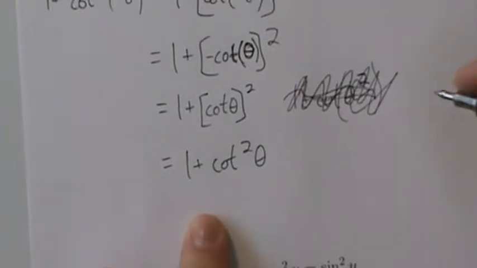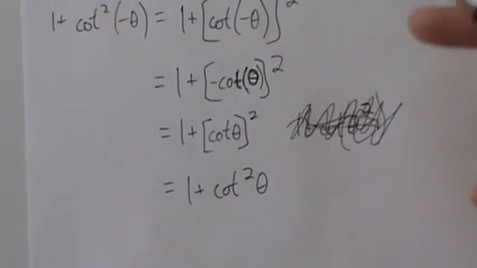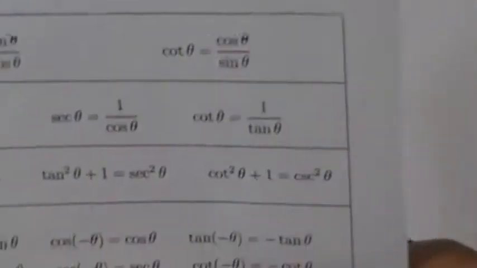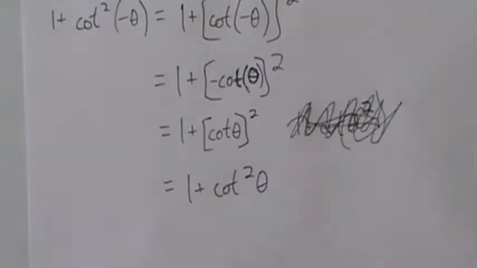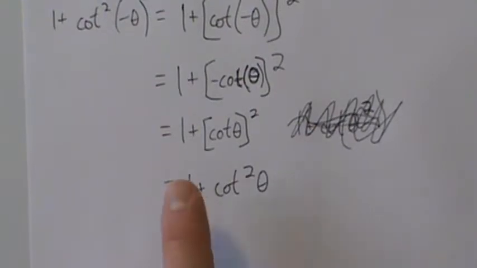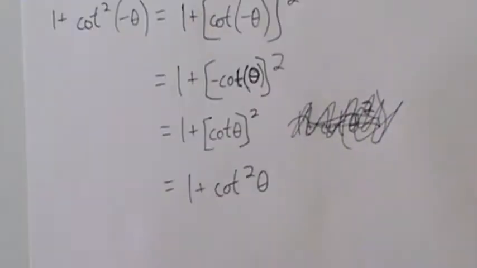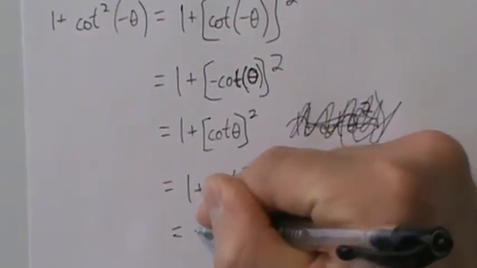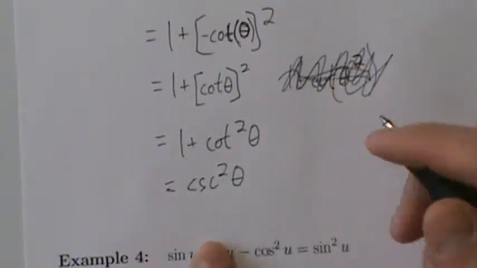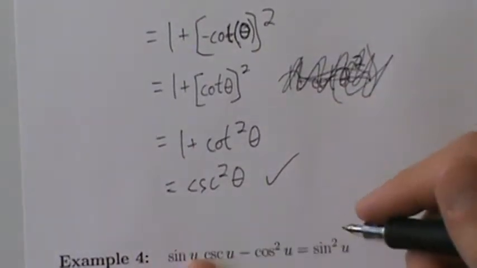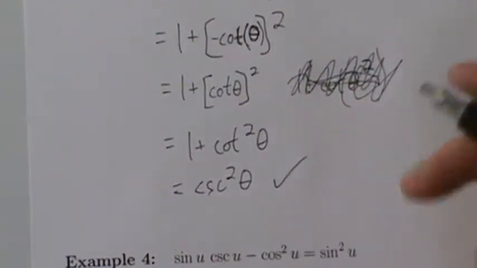Okay. So now we're at 1 plus cotangent squared of theta, and now right away we can just say, well that equals cotangent squared of theta plus 1. Again, it doesn't matter what order you add things in. First plus second or second plus first, same thing. This is exactly equal to cosecant squared of theta. So this equals cosecant squared of theta. And that's what we wanted, right? Cosecant squared of theta, so we got there, check mark, we're good. So that's example 3 with establishing the identity.